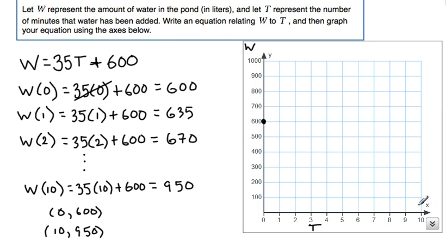All right, so next up we're going to graph 10 comma 950. So we go 10 spaces to the right and we go up to 950. 950 is going to be right in the middle of 900 and 1000. So there is our 10 comma 950, and what we're going to do is draw a line between those 2 points. And there we have the graph of the equation, W equals 35T plus 600. And we know that when we started out with 600 liters in the pond, and after 10 minutes, there were 950 liters in the pond.